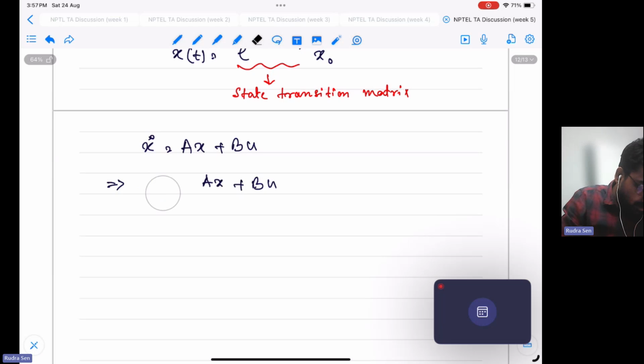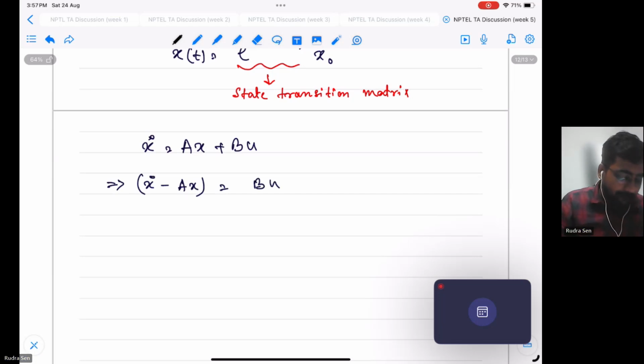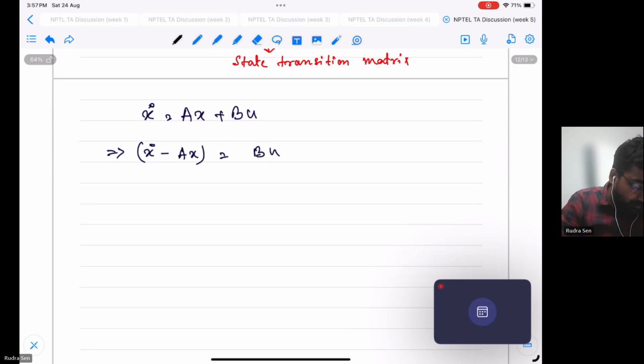Let's not do this. It's not required. So x dot minus Ax is equal to Bu. Now we have studied integration in plus 2, in 11 and 12, we have studied about the integrating factor and how to integrate.